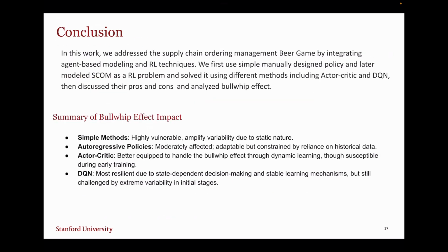In this project, we addressed the supply chain ordering management of the beer game by integrating agent-based modeling and RL techniques. We first used a simple manually designed policy, and later modeled it as an RL problem and solved it using different methods, including AC and DQN, discussed their pros and cons, and analyzed the bullwhip effect. Some conclusions or takeaways: both simple and AR policies are highly vulnerable and heavily impacted by the bullwhip effect. Both RL methods show robustness due to state-dependent decision-making, but are still challenged by extreme variability in initial stages.